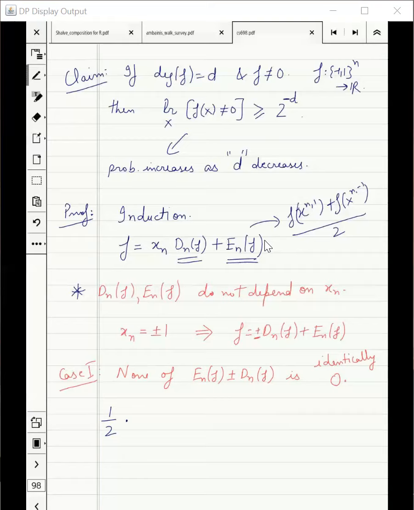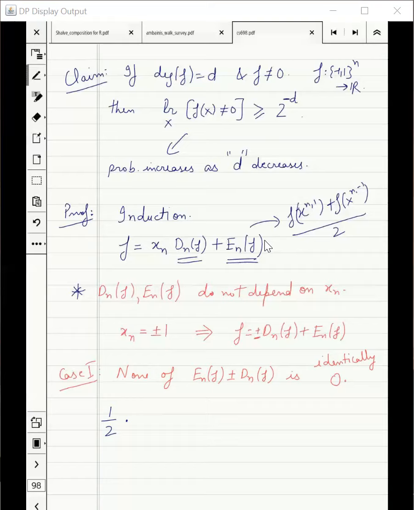ENF can have degree d also, right? So ENF plus minus DNF, it might happen that its degree is d minus 1, but it can at most be d. That you are sure of, right? What is the degree of F? The degree of F is d, right?